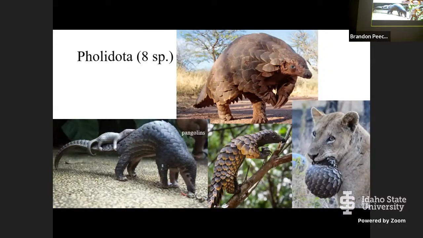These are called pangolins. Go ahead and talk about pangolins. The lion is not a pangolin.